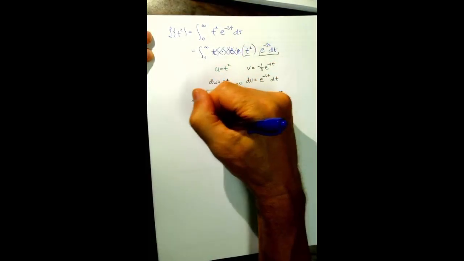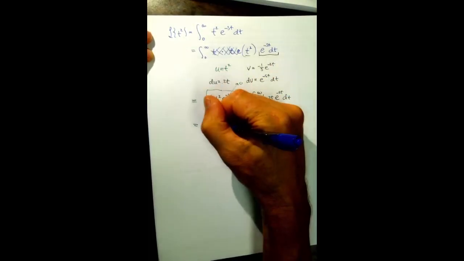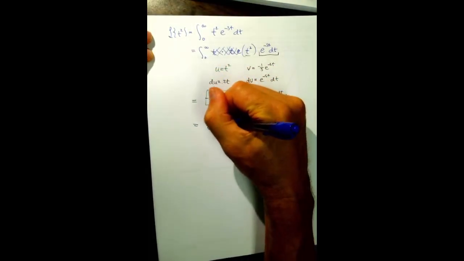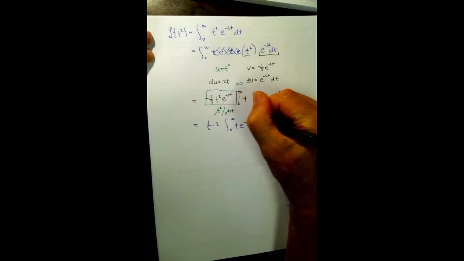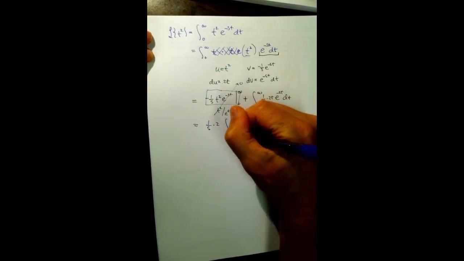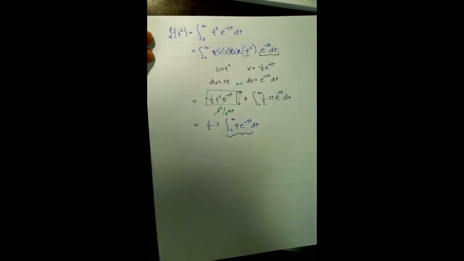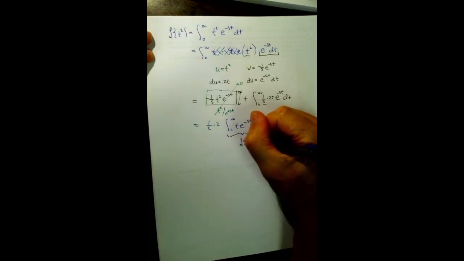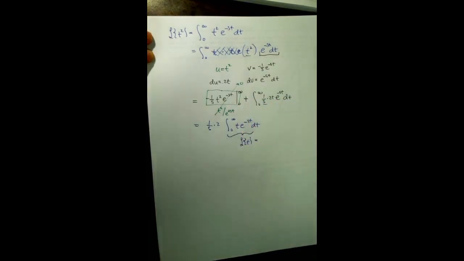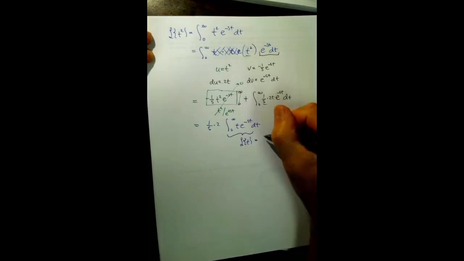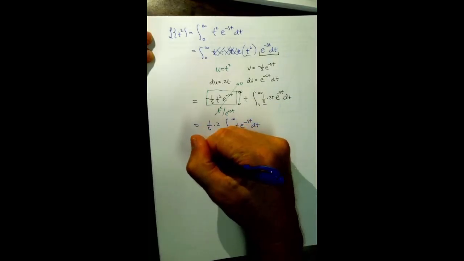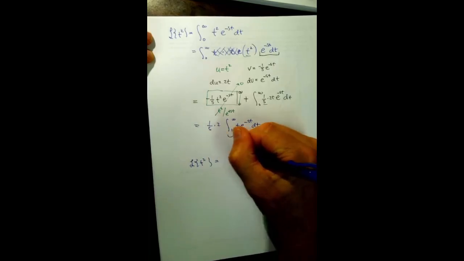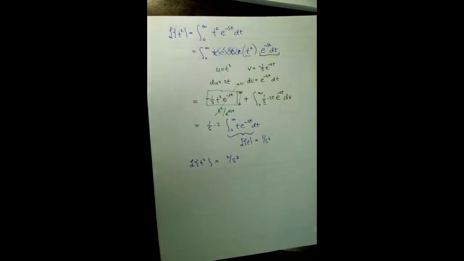And what do you get? You're going to get, I can pull out the 1 over s, I can pull out the 2. This becomes the integral of t e to the minus st dt. And we've already done that. This is just the Laplace transform of t, which we decided was 1 over s squared. So the Laplace transform of t squared is 2 over s cubed.